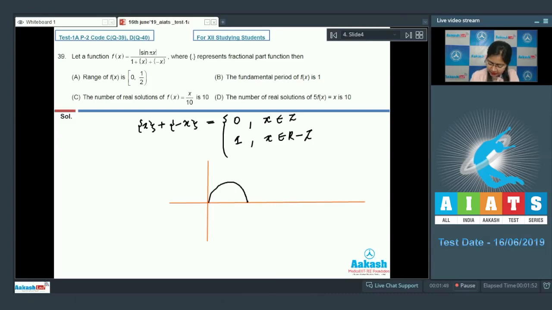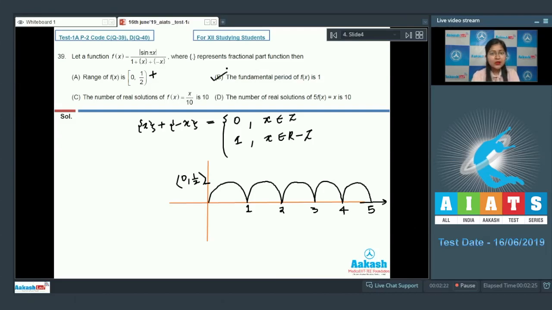Its graph will be something like this, right, where these points are 1, 2, 3, 4, 5, and this is 0, 1 by 2. I hope this is clear. So, from here we can see that the range of f(x) is 0 to 1 by 2 closed. So, this option will be incorrect. Now, fundamental period, it can be seen that fundamental period is 1. So, this option will be correct.